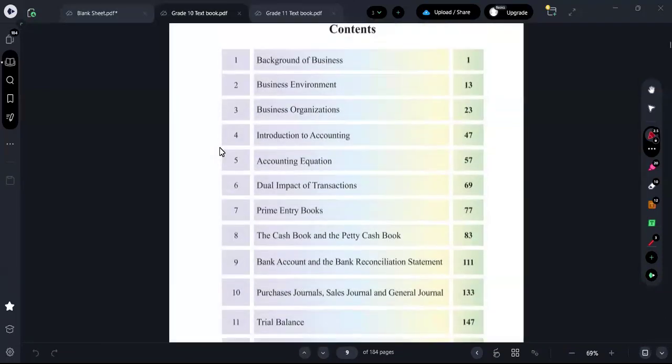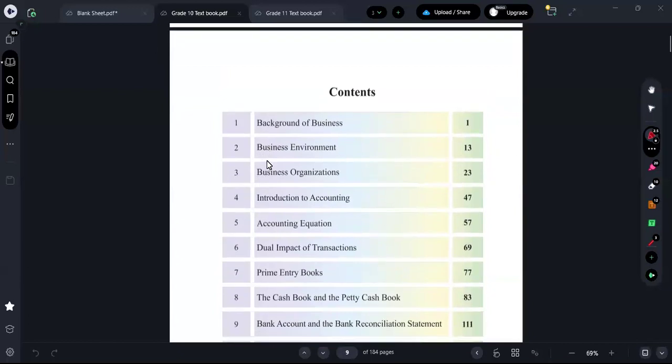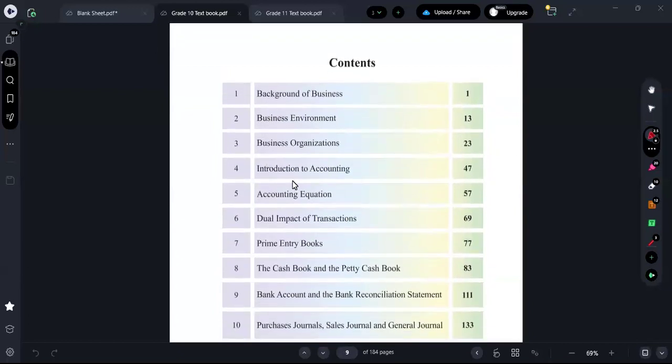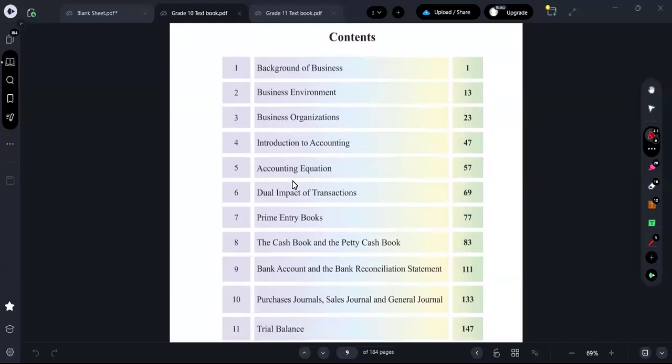Before we start something, you should know what we are going to do. So this is your grade 10 textbook. Today we'll be starting from the first unit. But before that, let me give you a small insight on what we are going to do and what's in the syllabus.